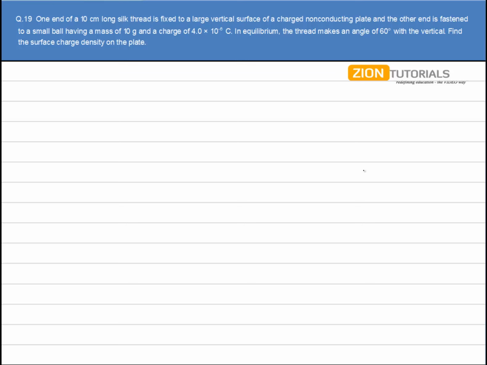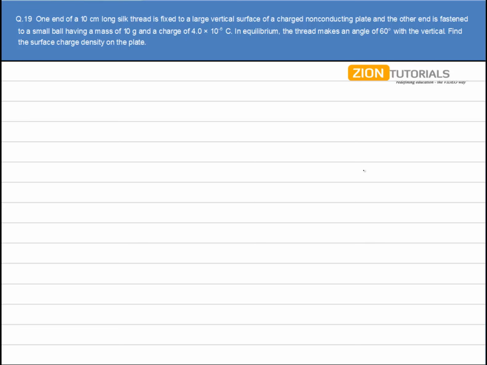One end of a 10 centimeter long silk thread is fixed to a large vertical surface of a charged non-conducting plate, and the other end is fastened to a small ball having a mass of 10 gram and a charge of 4 × 10^-6 coulomb. In equilibrium, the thread makes an angle of 60 degree with the vertical. Find the surface charge density on the plate.